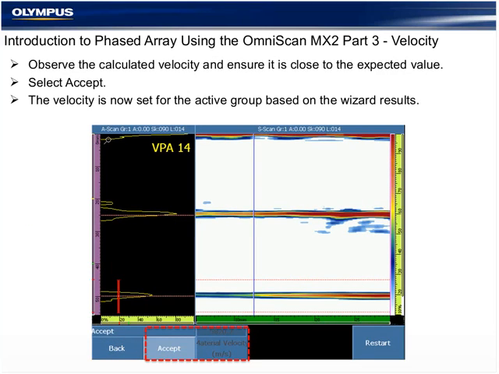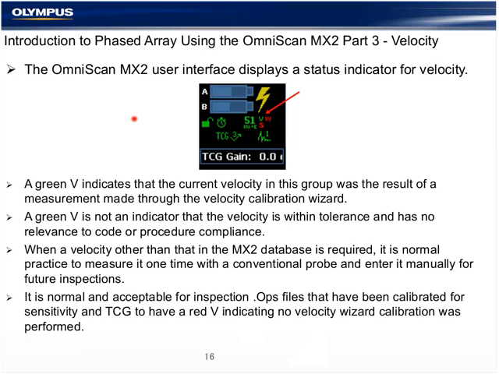So prior to accepting it, the velocity is visible here. That was calculated. Upon accepting it, the velocity is automatically placed in the UT parameter, and a green V will appear in the OmniScan user interface. This green V is not an indication that something was calibrated or not calibrated. It was simply an indication that the velocity was measured using the MX2 wizard.